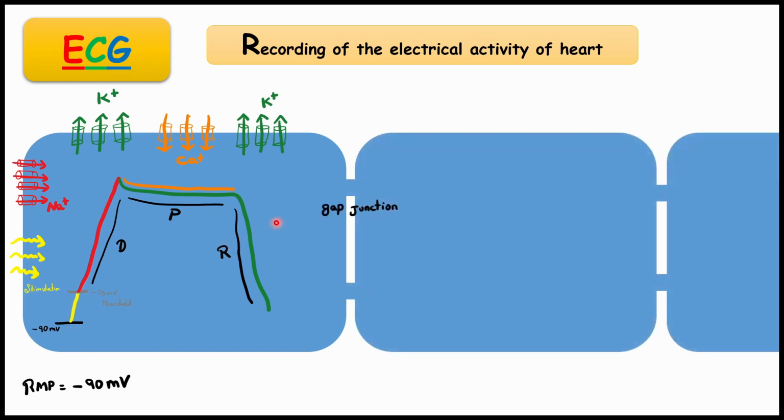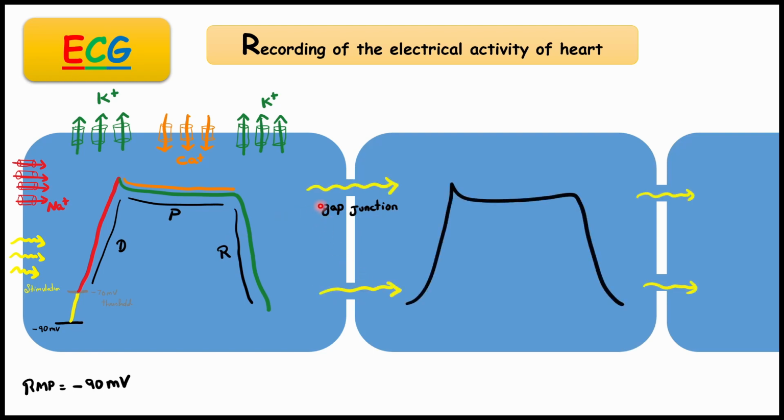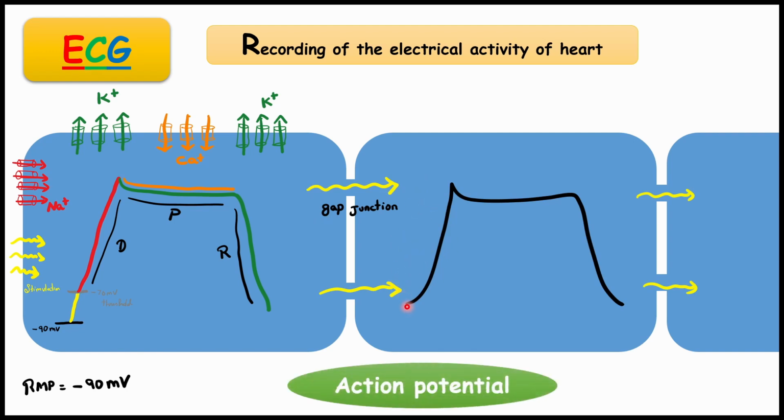Cardiac cells are connected with adjacent cells by electrical windows, which are called gap junctions. From this window, electrical activity passes from one cell to another cell. So basically everything that we see here is called action potential of the heart.